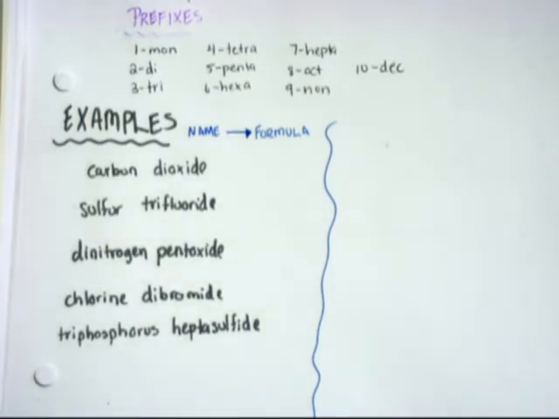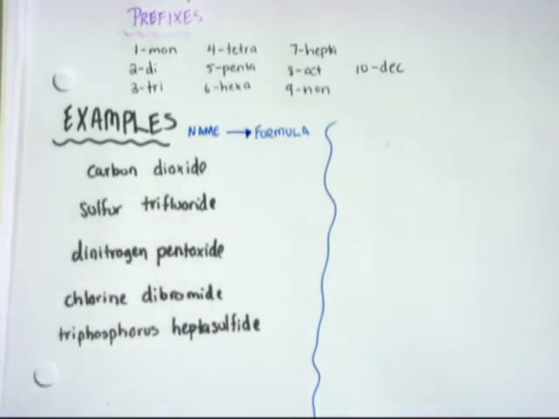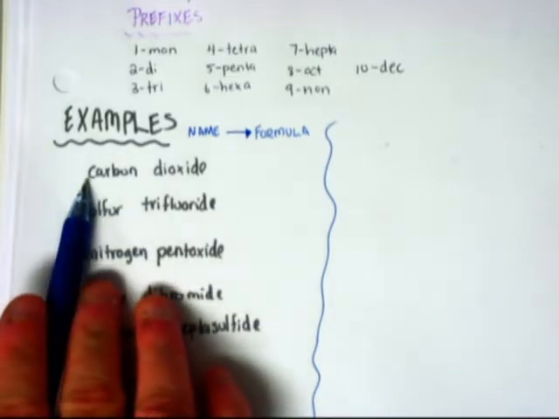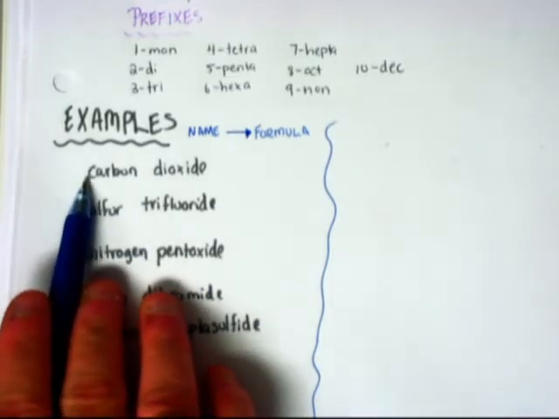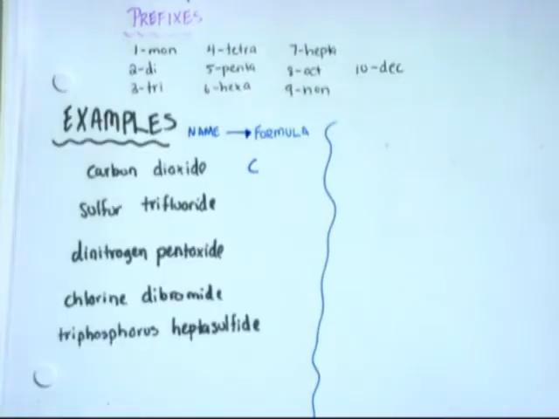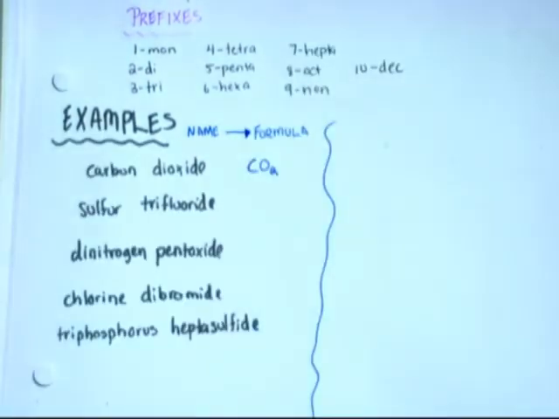Carbon dioxide. Do you see a prefix in front of carbon? You never put a prefix in front of the first nonmetal. I hope you're all listening. You never put a prefix in front of the first nonmetal unless there's more than one. But since there's no prefix, you make the assumption there's only one carbon. Dioxide. What does di mean? What's that the prefix of? 2. So there must be 2 oxygens, so CO2.